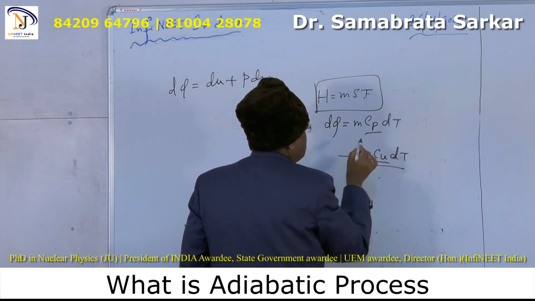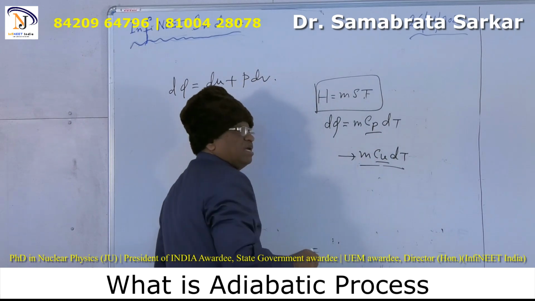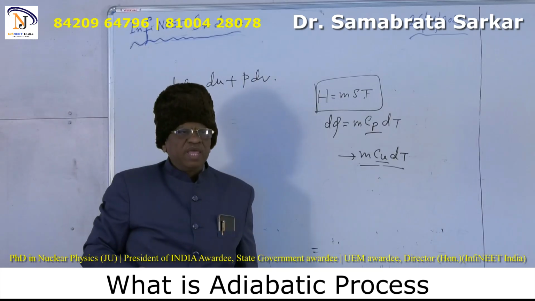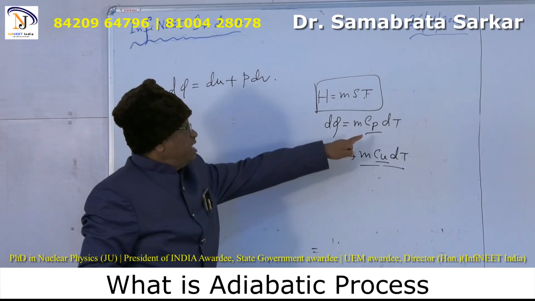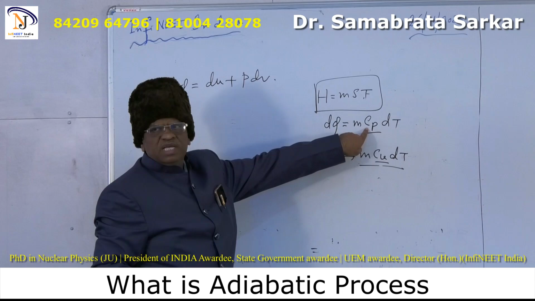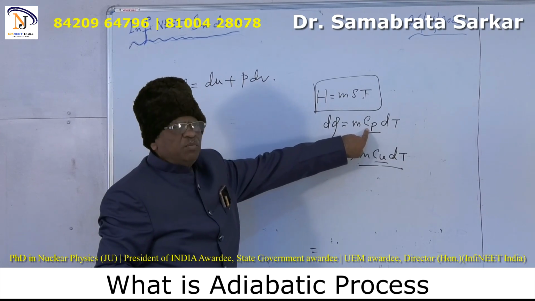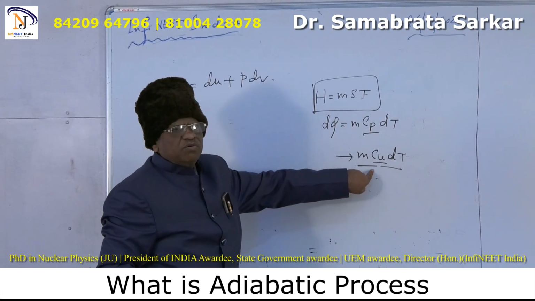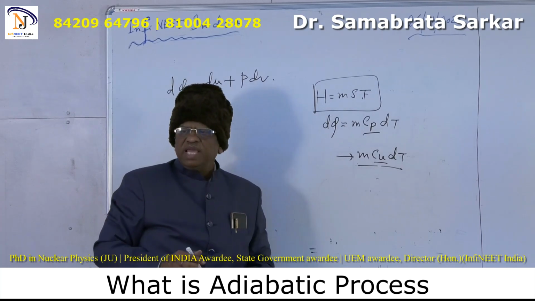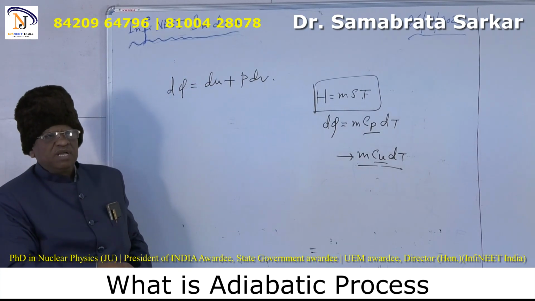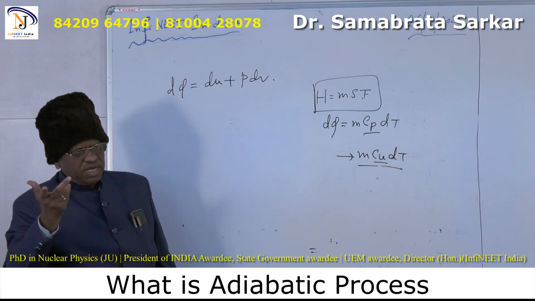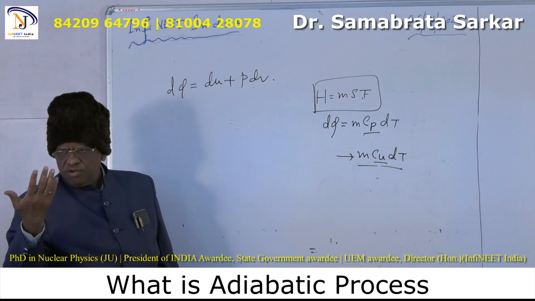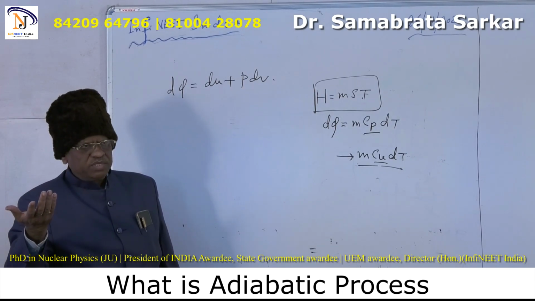What is the difference between the two? Here Cp, here Cv. Here Cp is the specific heat at constant pressure, and Cv is the specific heat at constant volume. The gas is such a substance which assumes two types of specific heat. One is at constant pressure and the other is at constant volume. You all know what is specific heat.